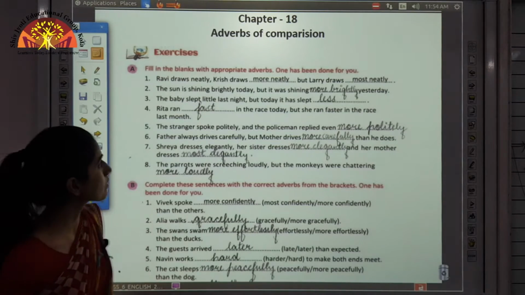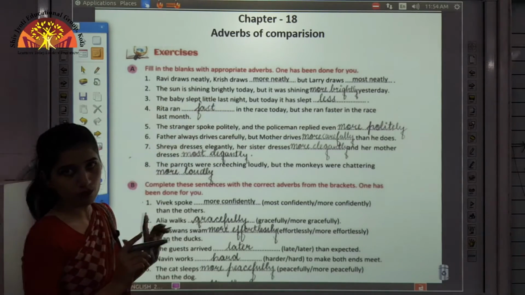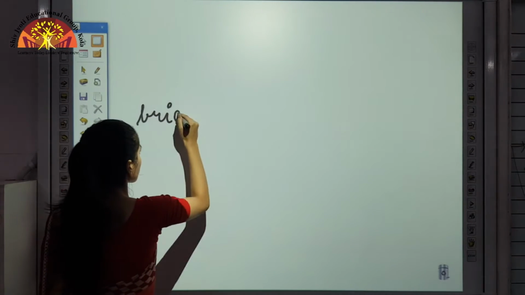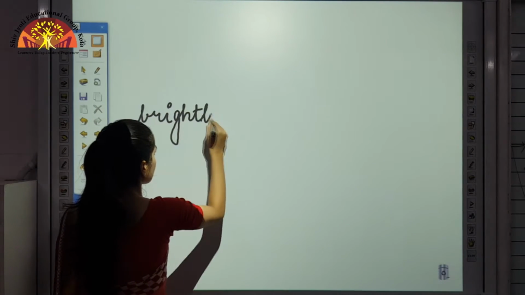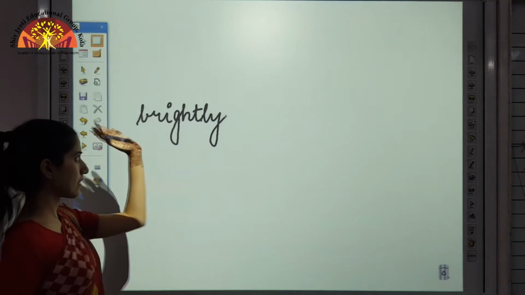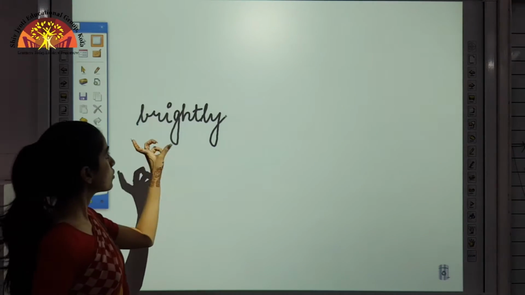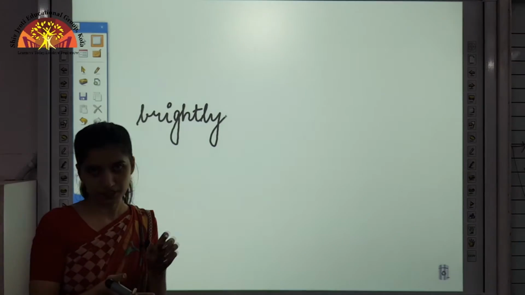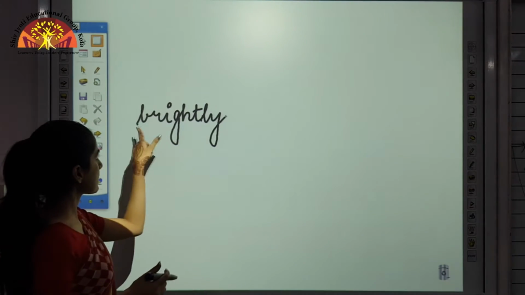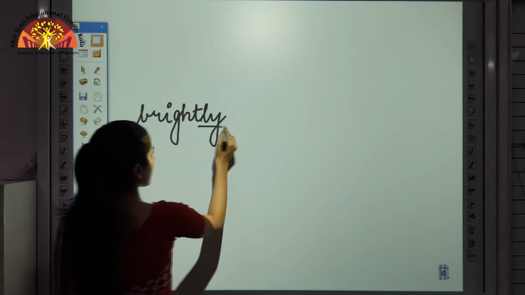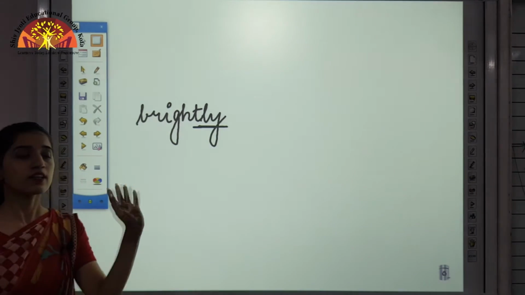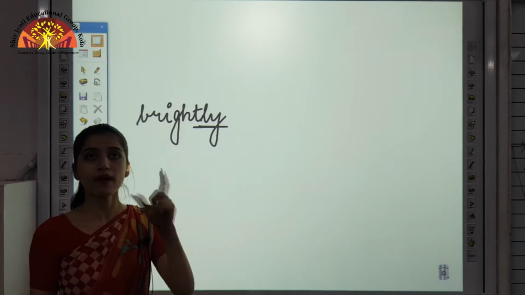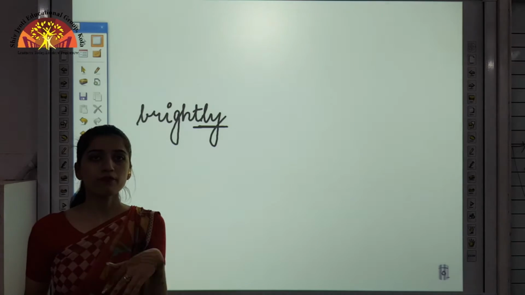So we are given brightly over here. As I have told you, brightly is the adverb in that sentence, and we have to use the correct degree of comparison in the other blank. This word brightly is ending with what? Ly. And as I told you, the adverbs that are ending with ly form their comparatives and superlatives by adding more and most before them.